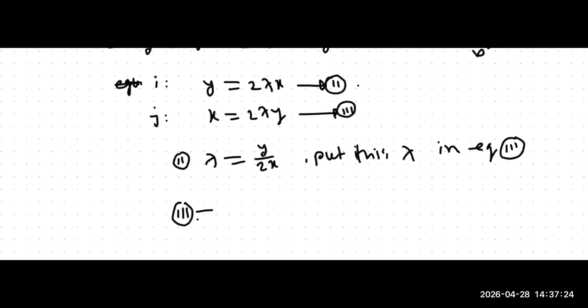x is equal to 2 times lambda. Lambda is y divided by twice x, and times y, which is, 2 cancelled out, y square divided by x. So the ultimate equation is x square is equal to y square.